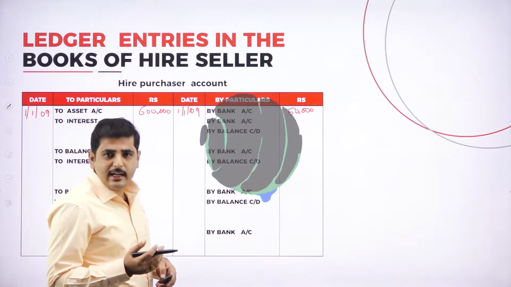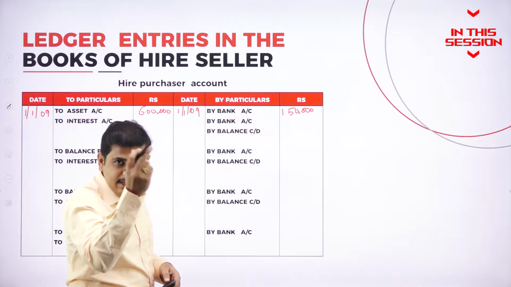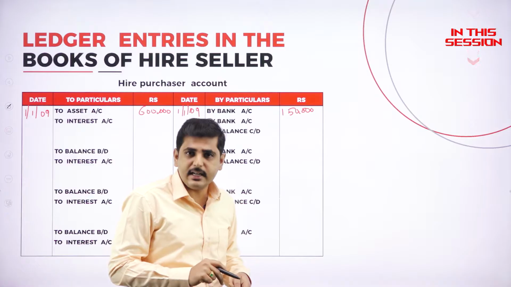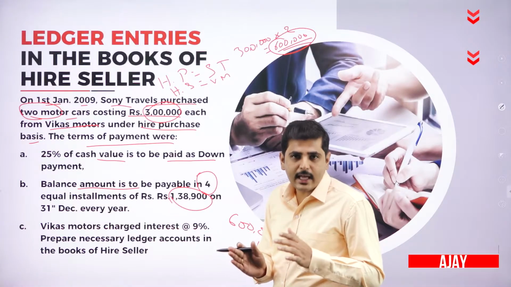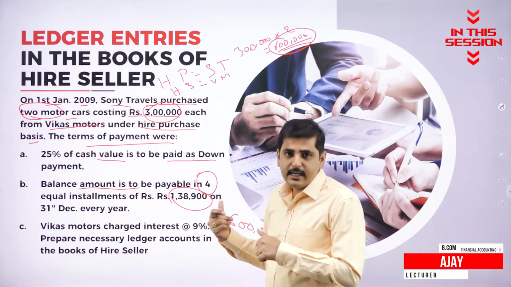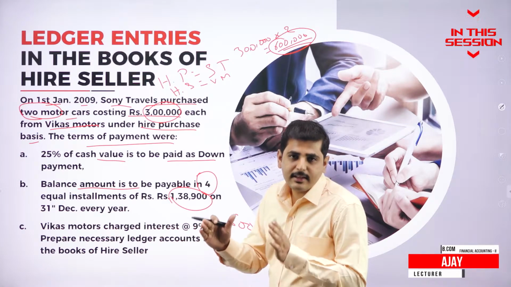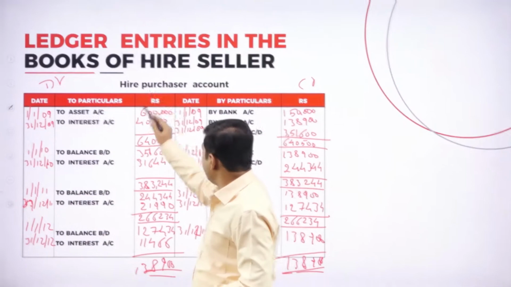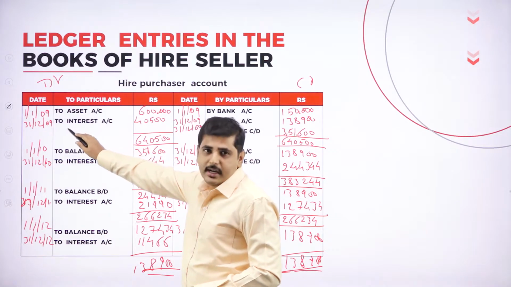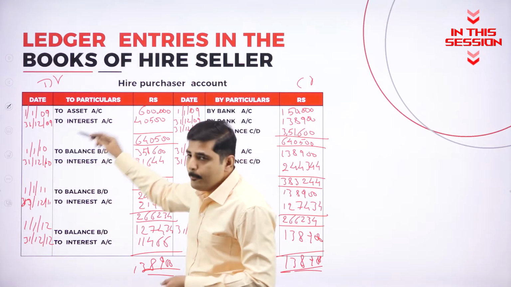Now we have to calculate the interest. Interest is receivable. For him, interest is payable. For hire seller, interest is receivable. If it is more than the actual principal price, then it is interest inclusive method. Or if it is equal to the actual principal price, then it is interest exclusive method. In hire purchaser account, we have to write to interest account. In interest account, we have to write by hire purchaser.